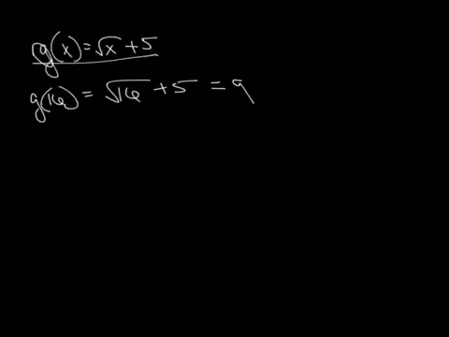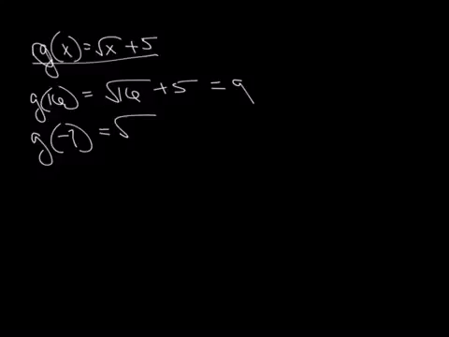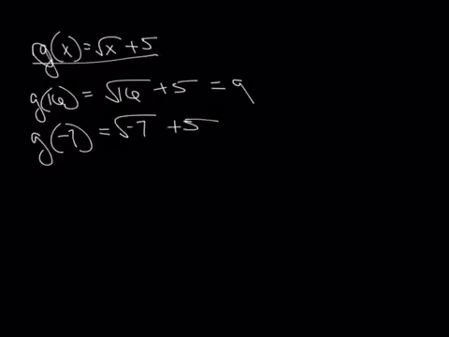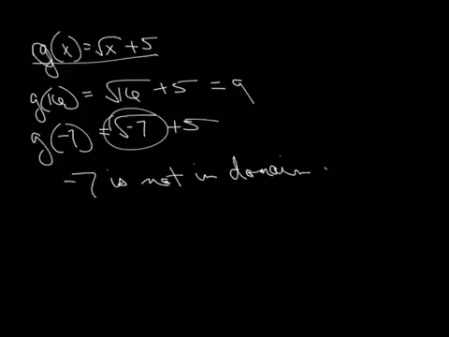Let's go ahead and put negative 7 in. Okay, problem with that: negative 7 is not a real number. Okay, it's an imaginary number, so it doesn't work. So negative 7 is not in the domain of G. Okay, so that's what you would write.